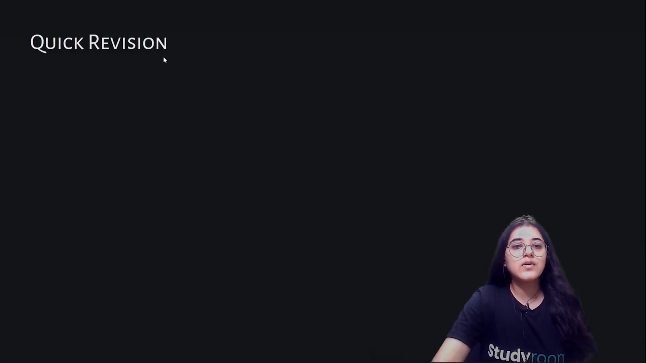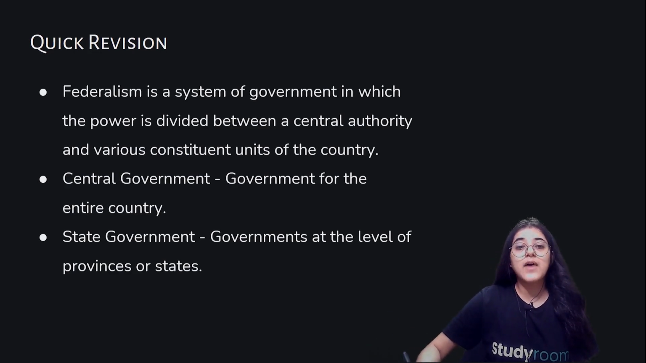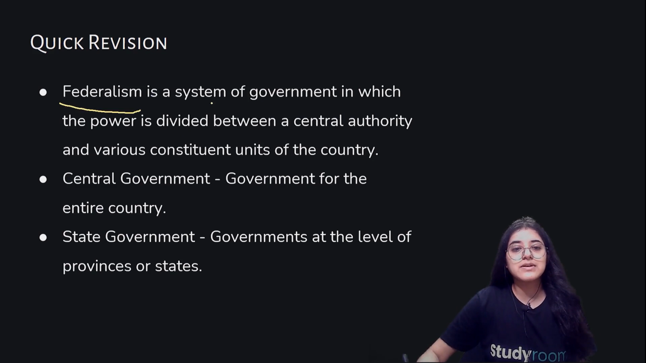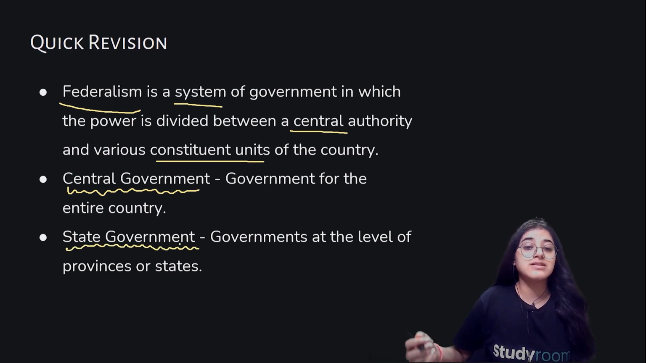So, in the quick revision, we are going to start with this: federalism is a system of government in which the power is divided between the central authorities and various constituent units of the country. We have studied before as well that the central government is the government at the entire country level, and the state government is the government at the level of provinces or states.